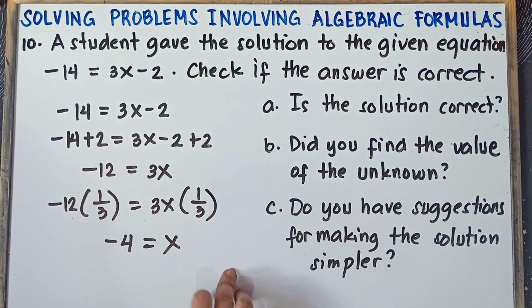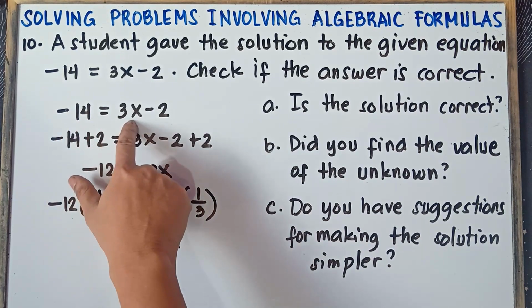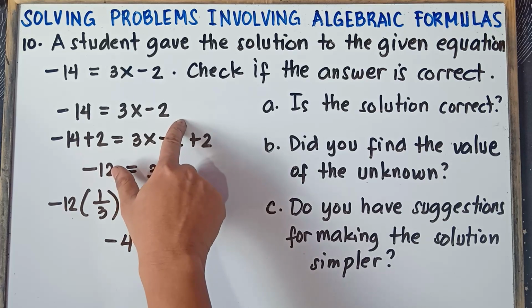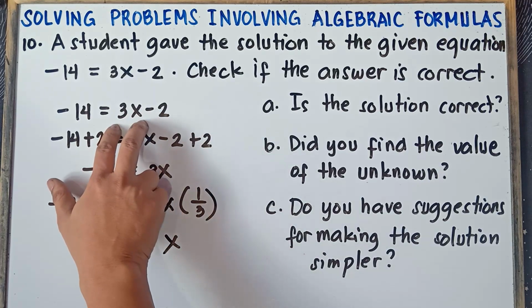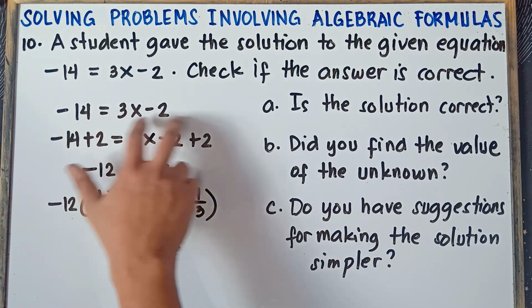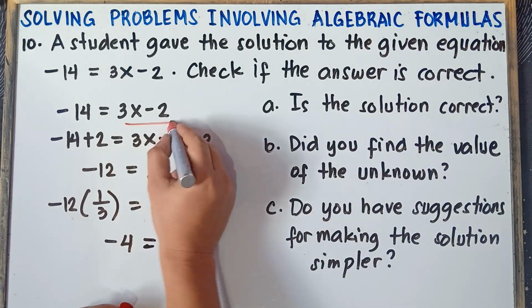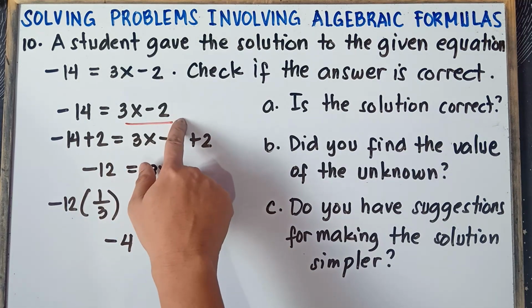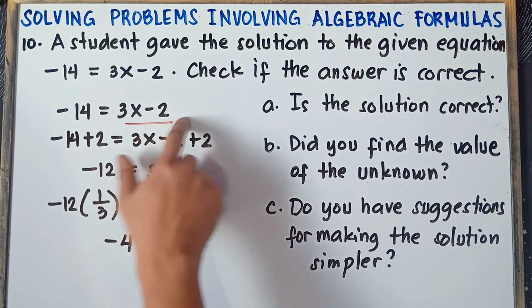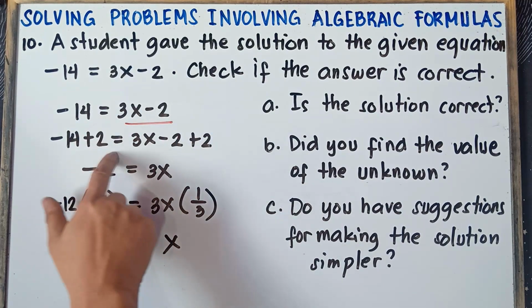With regards to the solution, we have negative 14 equals 3x minus 2. So once again, so that we can get the value of x, we need to add both sides by positive 2 so that the remaining expression on the right of this equal sign will be only 3x. Yup, we add both sides by 2.